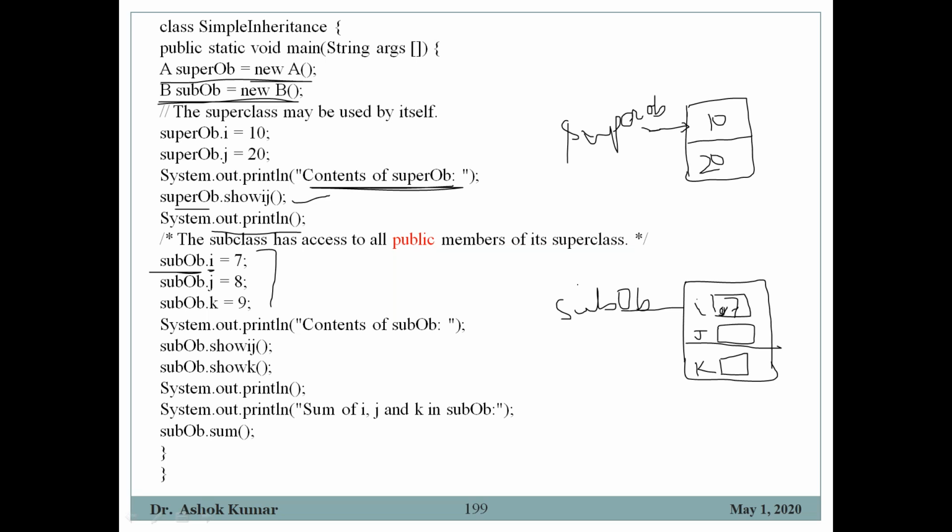So this will change from 0 to 7. This sub ob dot j will set the j member of the subclass object to 8, and the next line will set the k member of the subclass object to 9. So this is a scenario. This diagram shows that if you inherit the features of one class into another class, then the superclass attributes get inherited into the subclass, and after that we are calling the show ij method.